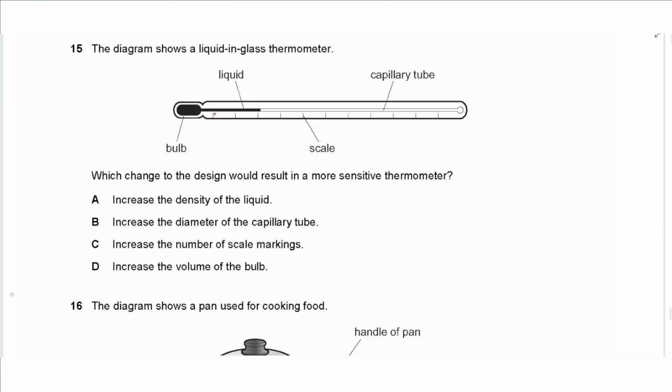Question 15 is about thermometers, so you can skip this for the new syllabus. It says the diagram shows a liquid and glass thermometer. Which change to the design would result in a more sensitive thermometer? Is it increases the density of the liquid? No. Increasing the diameter of the capillary tube, that will make it less sensitive. Increasing the number of scale markings? No effect. Increasing the volume of the bulb? Yes, that would increase the amount of liquid and the amount of expansion per degree Celsius. So the answer is D.